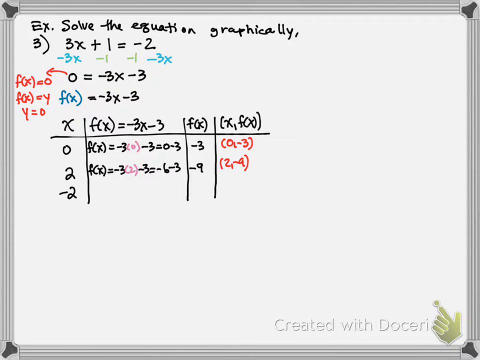And then I would have f of x equals negative 3 times negative 2, and then minus 3. And that's going to give me 6 minus 3 equals positive 3. So the last one I'm going to graph is negative 2, 3. All right, so now I'm going to put in my graph.